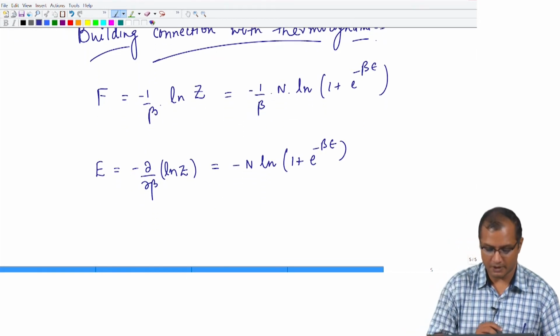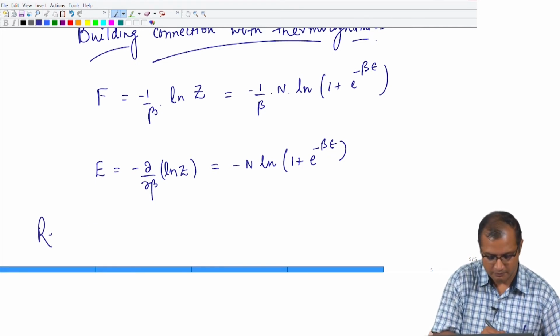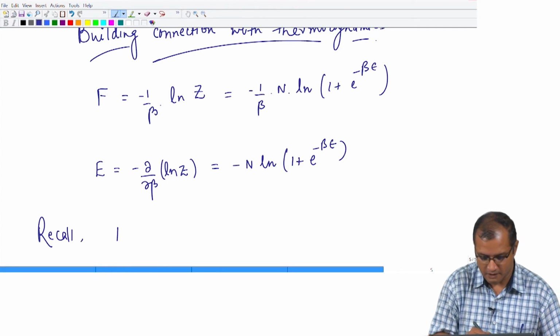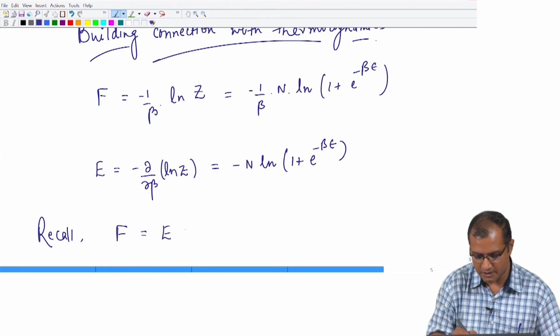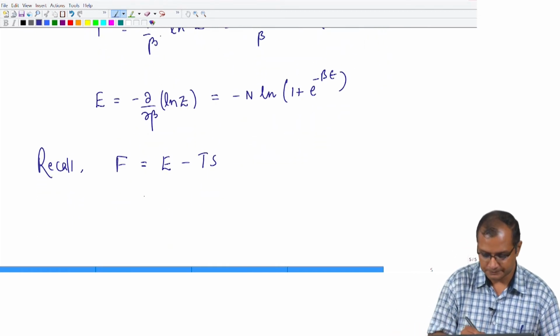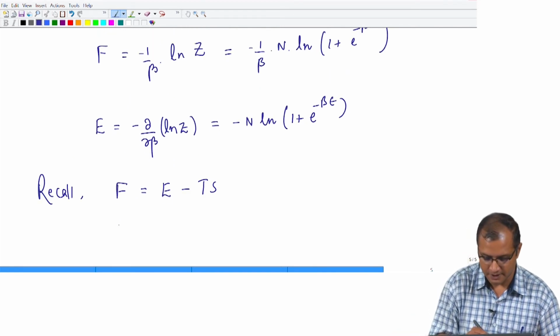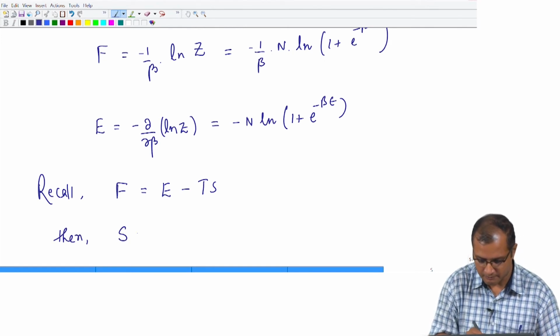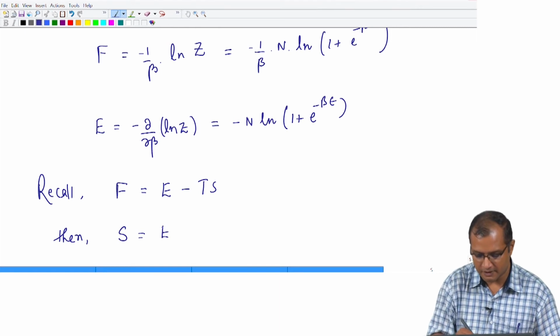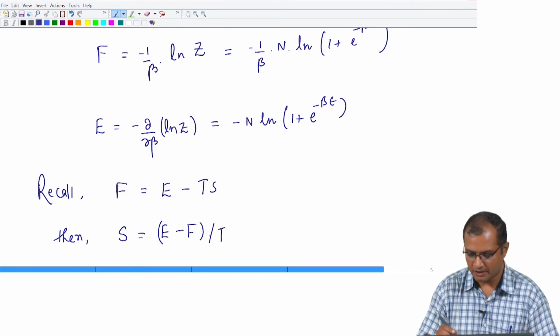Okay. So, now you can recall that our free energy is connected to internal energy from this expression. So, I can compute what is my entropy simply, I can write it as E minus F over T. Okay. E and F are both computed here.